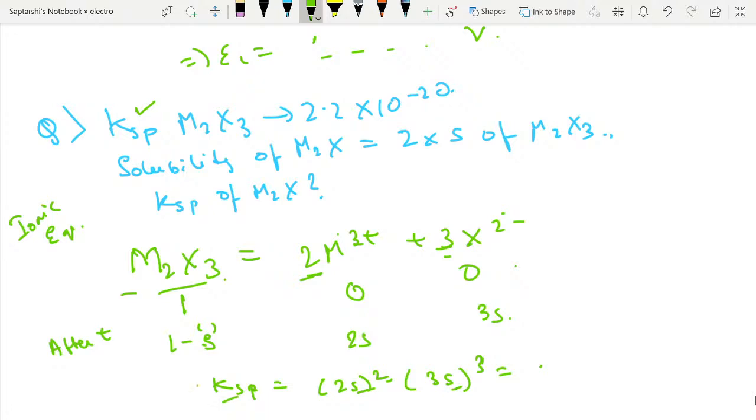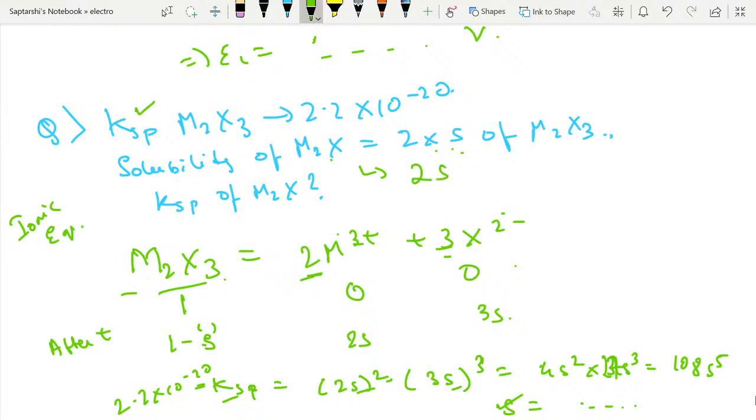The KSP value for this is 2.2 into 10 to the power minus 20. If you solve this part, it will be equal to 4S squared into 3S cubed, which will be 27S cubed, so 4 times 27, this will be 108 S to the power 5. And from this you can find out S. And it is given that the solubility of M2X is 2 into S. So we have found S, and the solubility of M2X is S prime, which has the value of 2 into S.